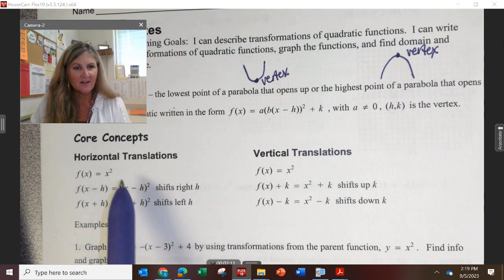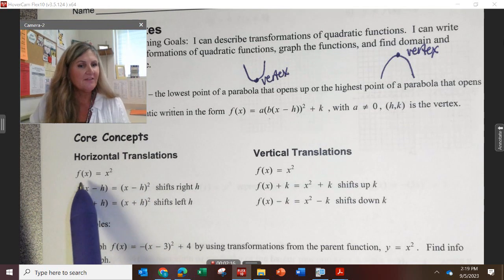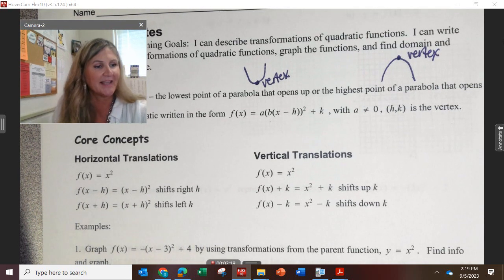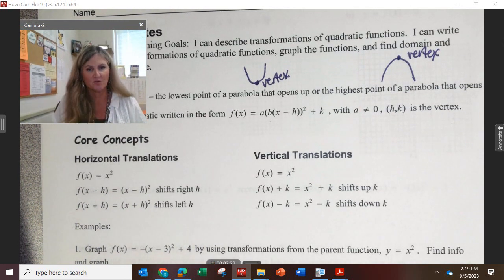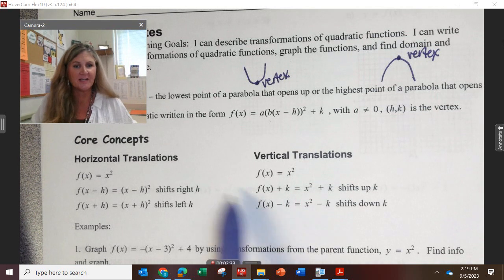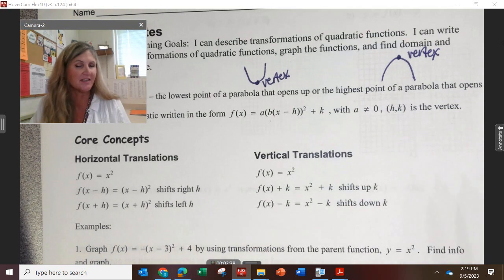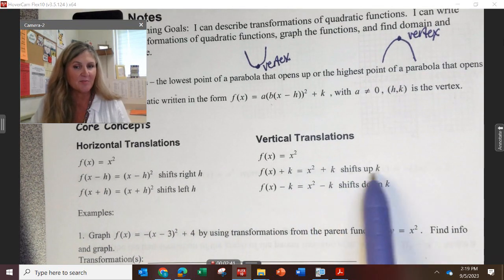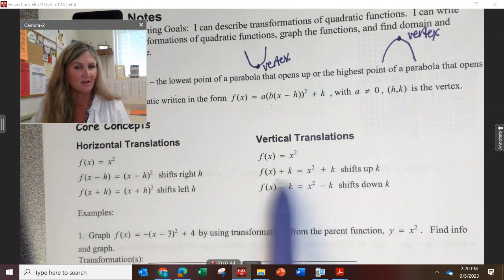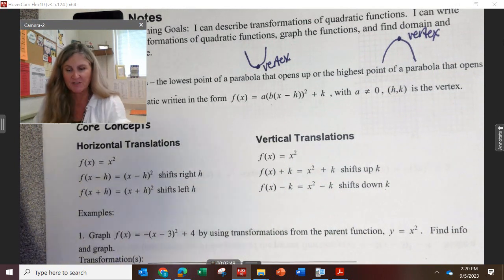Right. Okay, horizontal translations, just like what we did with the absolute values. If x gets replaced with x minus h, then that is going to be a shift to the right h units. If x gets replaced with x plus h, then it's going to go to the left. So if we replace with plus, it goes left, minus, it goes right, just like it did with absolute value. At the end, if we have the plus k, that's up. If we have the minus k, that's down. I want you to get used to using this function notation, though. So that's what we're going to get to in a little bit.